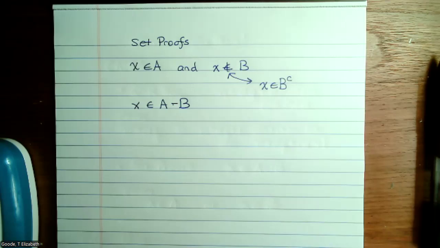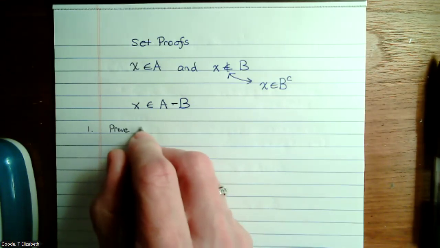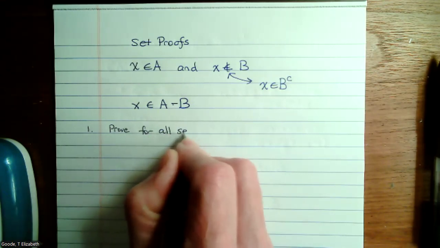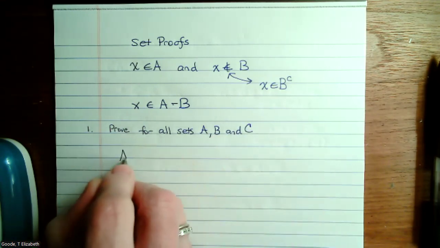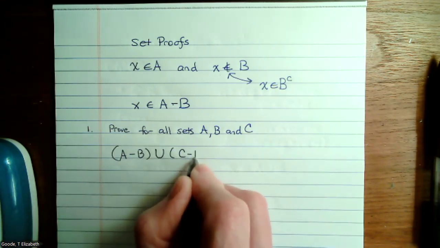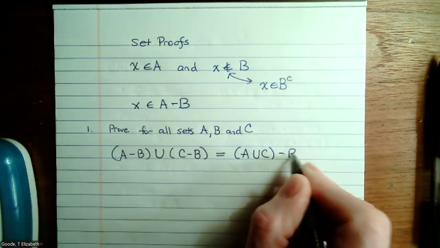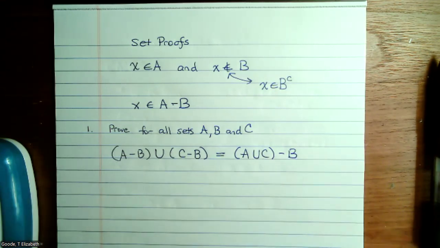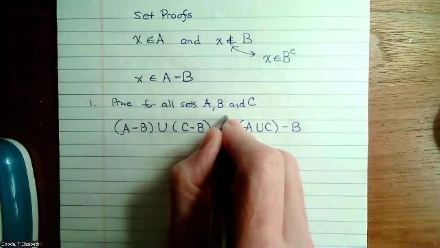Okay, so quiz 9 asked, for example, to prove for all sets A, B, and C that A minus B quantity union C minus B is equal to A union C minus B. All right. And that particular proof did require that we prove subset inclusion in two directions.